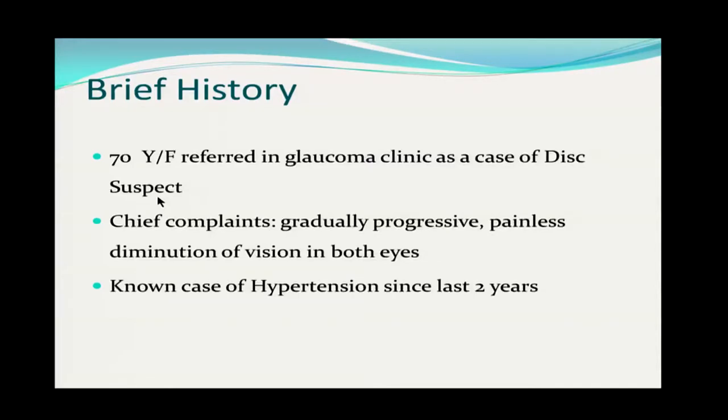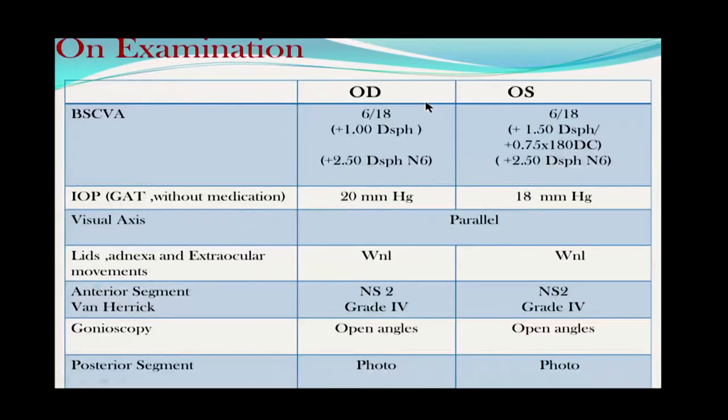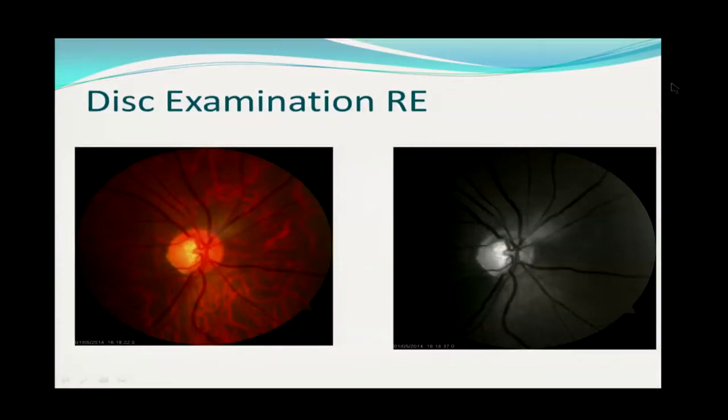So this is a 70 year old female referred to glaucoma clinic as a disc suspect. The main complaint was a little decline in vision, no pain. Known case of hypertension for a couple of years on treatment. On examination the vision is a little bit low, 6/18 with some refractive error, and the IOP without medicine is 20 and 18. Anterior segment is essentially normal, with some cataract which could account for the 6/18 vision, and this is how the disc looks.